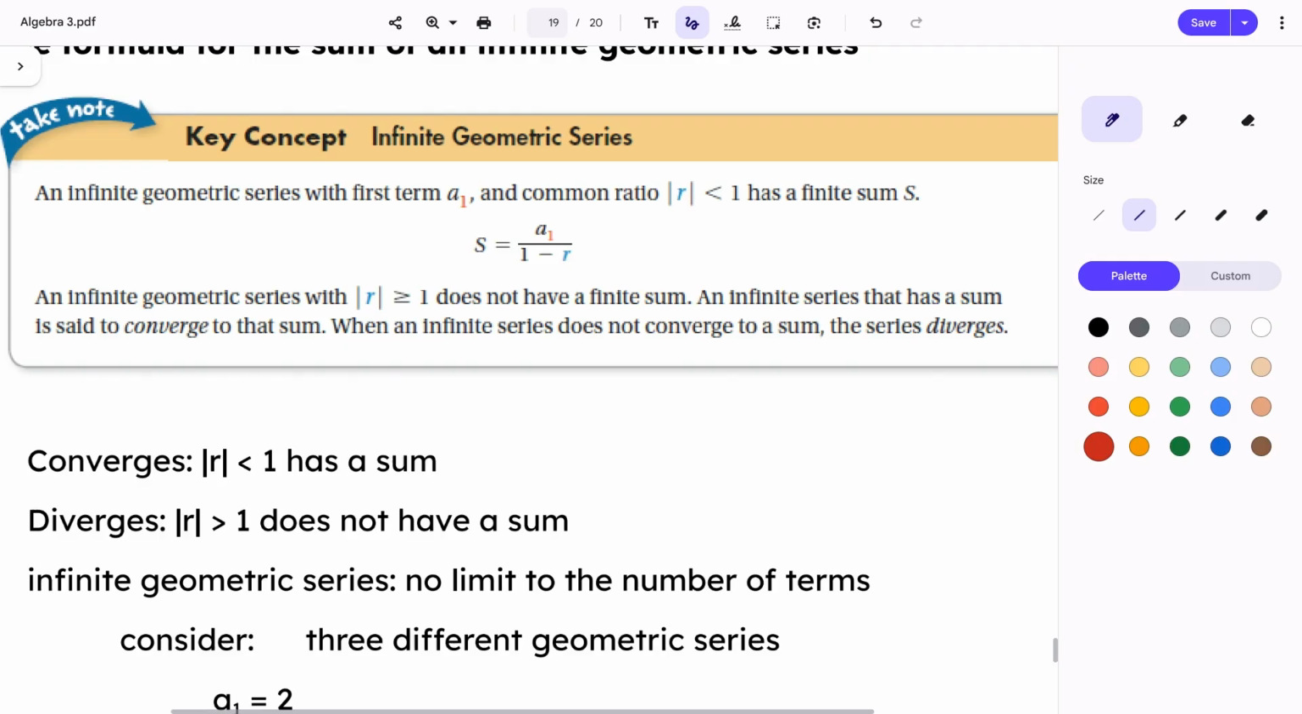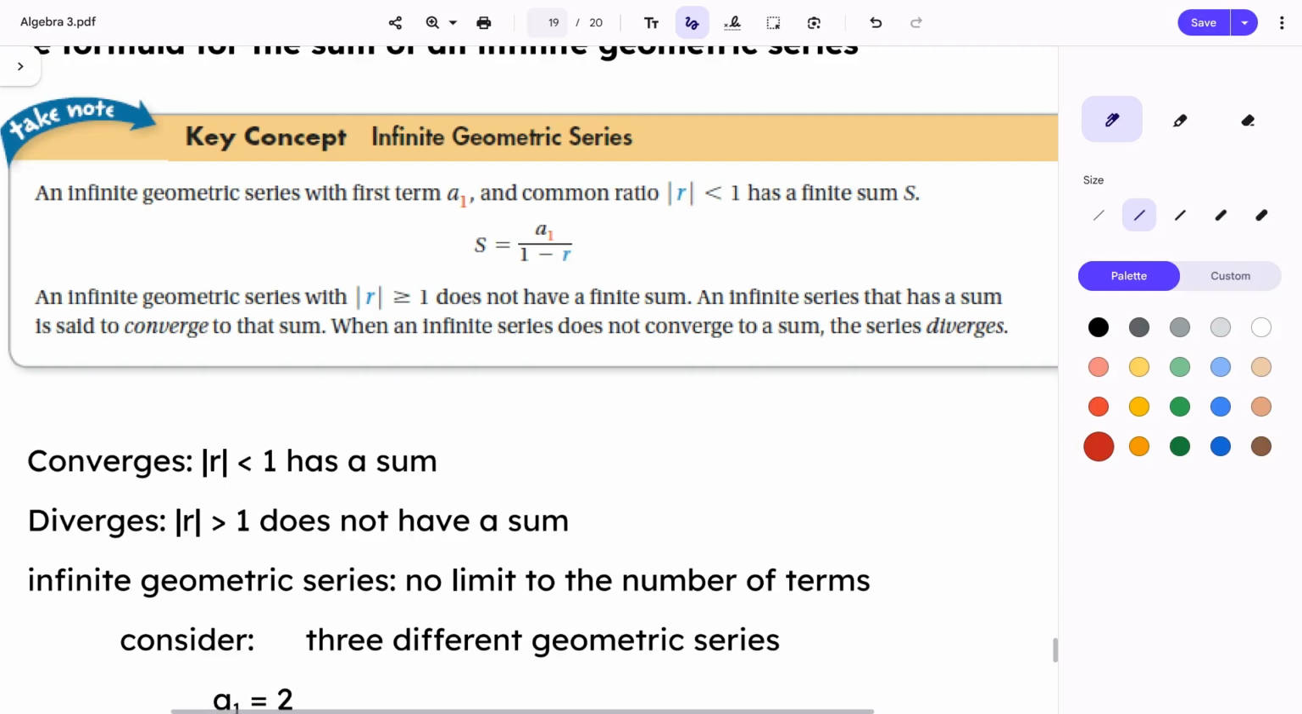If r is greater than 1, we can't do this. So only if your common ratio is less than 1. So that means that we're dealing with like a half, a third, a fourth, something like that. If it's greater than 1, it doesn't have a finite sum. And so an infinite series that has a sum is said to converge to that sum. So like I said, it approaches a specific number as it gets smaller and smaller. When an infinite series does not converge to a sum, it's known as diverging.